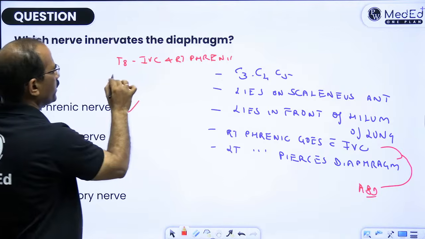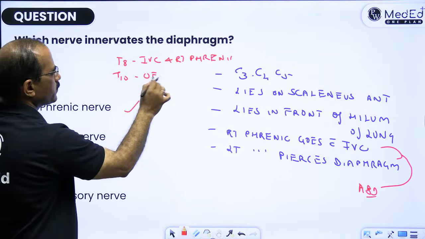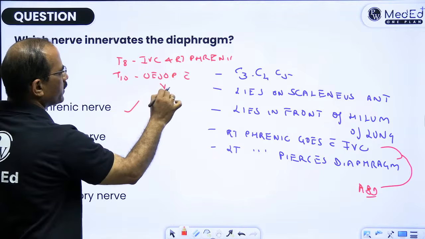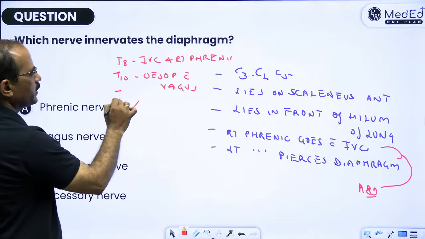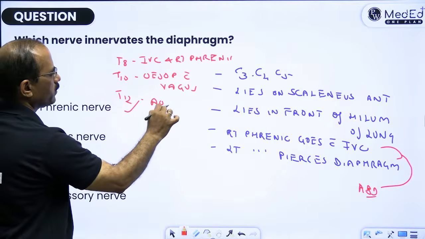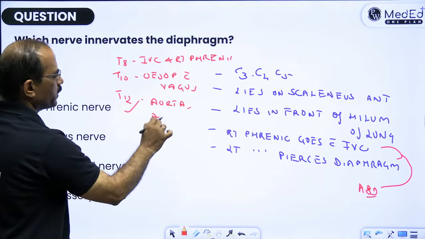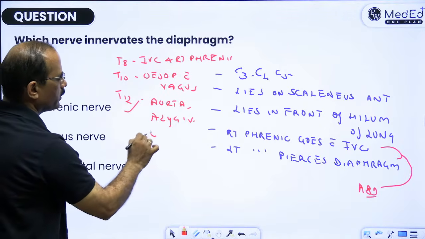Openings in the diaphragm. T10 पे कौन है? Esophagus with the vagus, right and left vagus. And T12 पे कौन है? Aorta, azygous vein and thoracic duct.